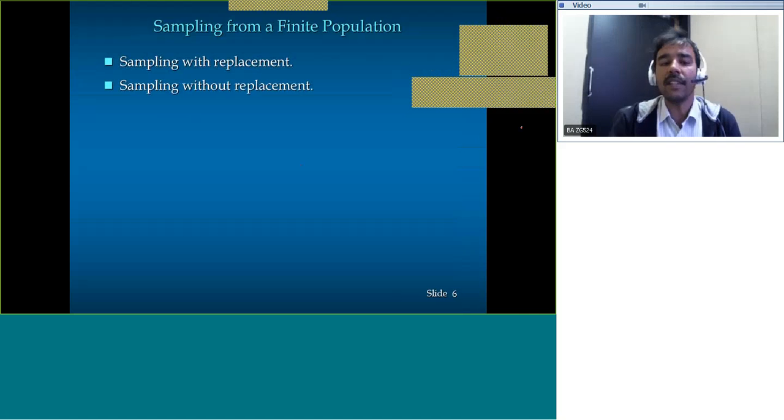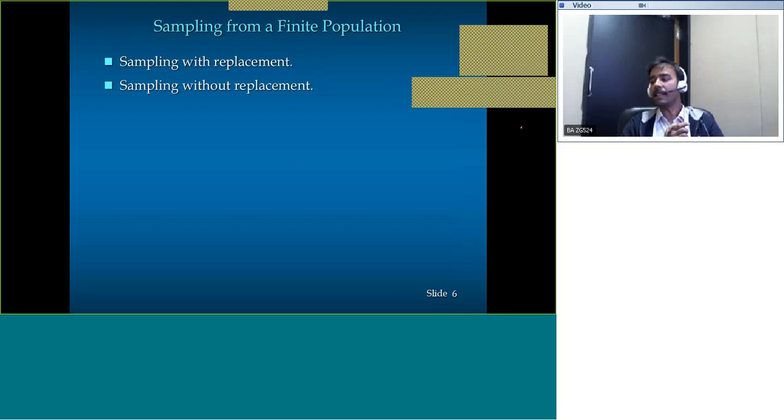The name itself says it. Sampling with replacement means, suppose you want to take an item: you take an item from the population, you check it, and again you replace it in the population. So obviously, the next item which we take from the population is independent of the previous one. Am I right? And the second one is sampling without replacement.